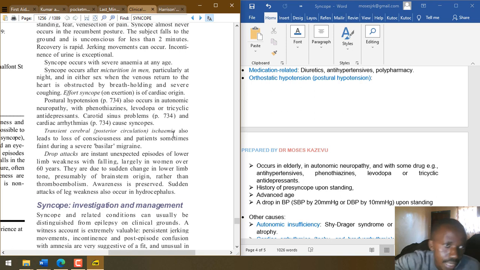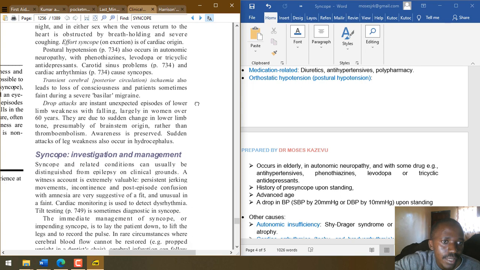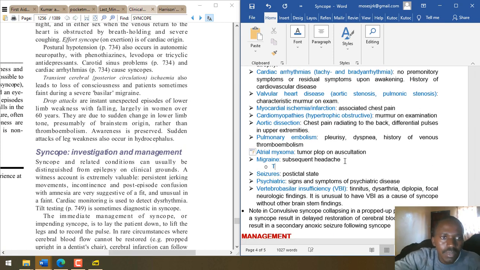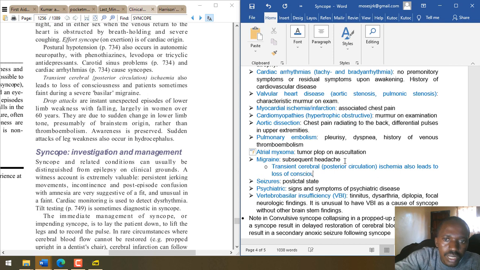Transient cerebellar ischemia also leads to loss of consciousness, and patients sometimes faint during severe basilar migraines. So I think we can add this under migraines here. We can just simply say transient cerebral, we can say posterior circulation ischemia.